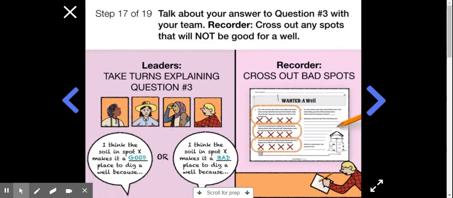Taking turns, each person talk about your answer to question 3 with your team. Recorder, cross out any spots that you all agree will not be good for a well. When you are done with this part today and you've crossed out the spots for all of the parts over here, pause. Tomorrow is when you're going to synthesize this together and decide where to put your town.